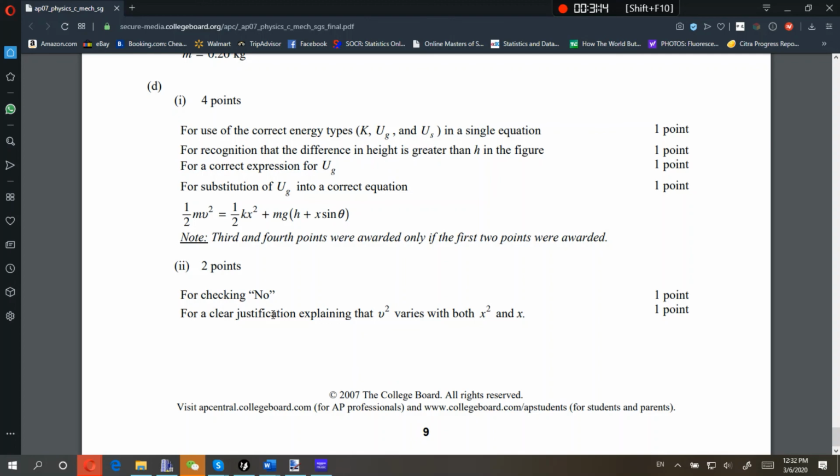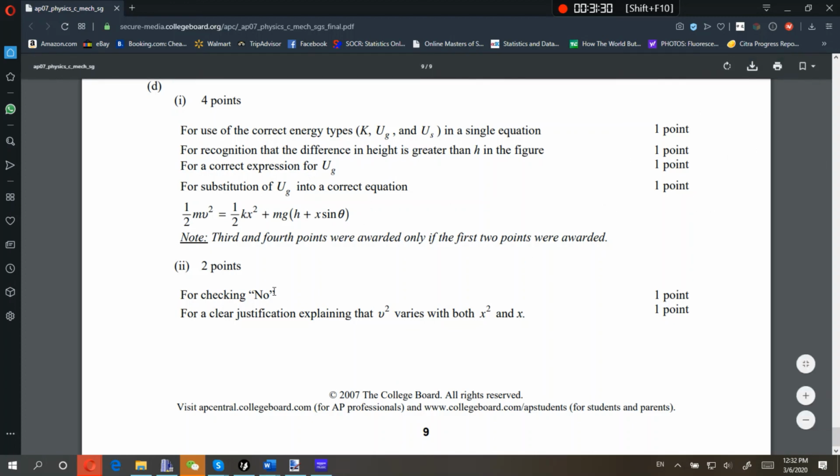Okay, so we've got part D. We need to use kinetic, gravitational, and potential energy in the equation. Recognize that the height is greater. Okay, we did get that equation. So we should get all 4 points for that.